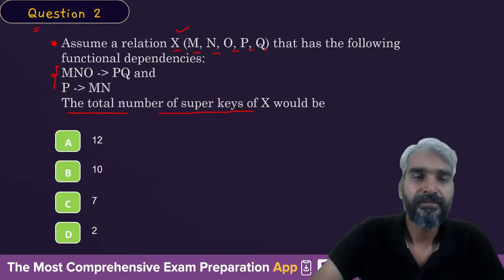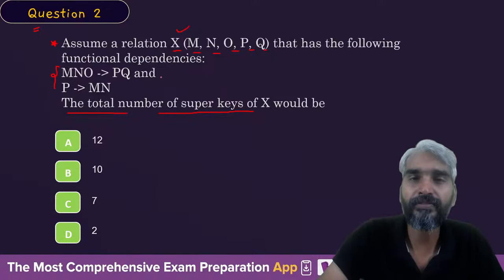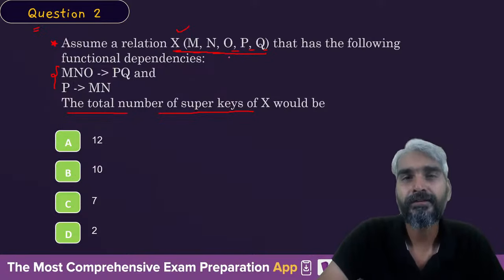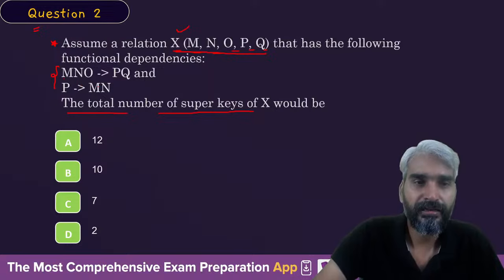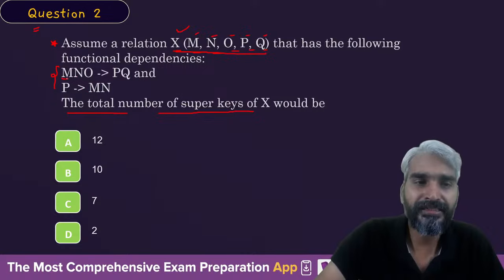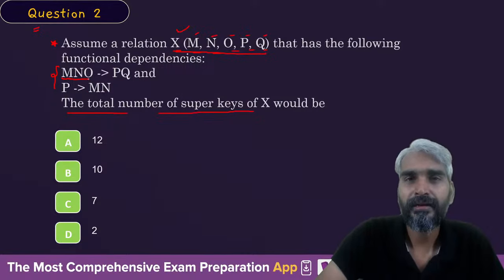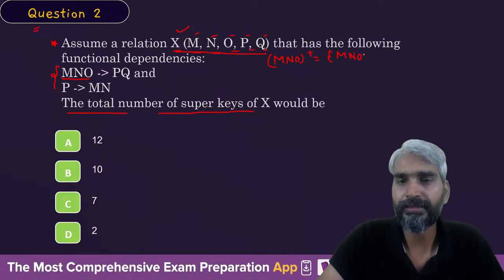Okay. The total number of super keys of X would be what? How do we calculate? First of all, we need to calculate all the candidate keys of a relation in order to find the super key. So let's see. The total number of attributes are M, N, O, P, Q. So tell me, is MNO a candidate key? So first of all, we need to check the closure of MNO. The closure of MNO will consist of all the attributes, that is M, N, O, P, Q. Therefore, it is a super key.